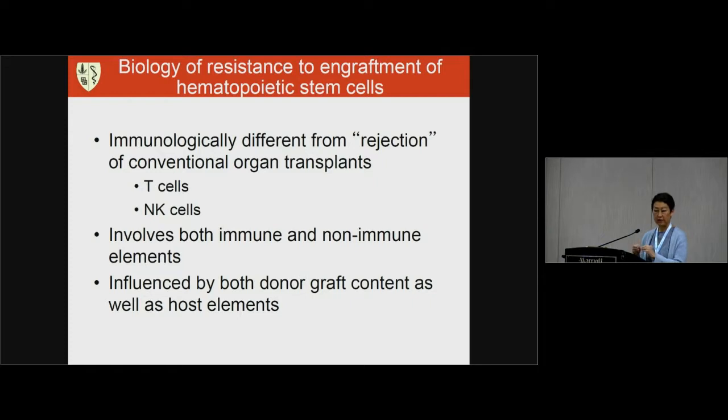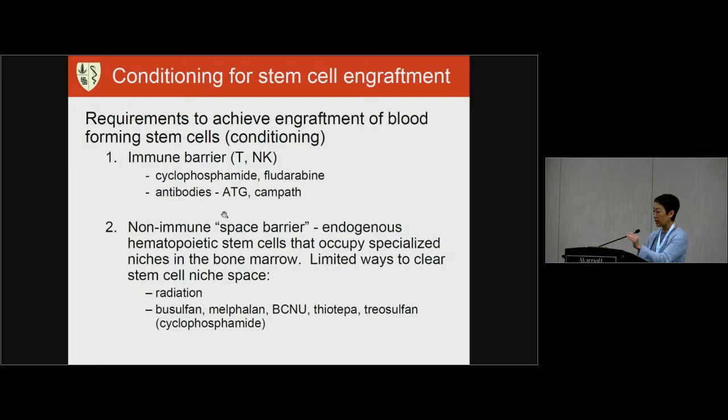The other thing is that the graft itself, a hematopoietic graft itself, can give advantage or disadvantage in terms of engraftment just based upon the cell content. So I'll talk about these a little bit more. So this is just giving you an example of what we need to do now in order to get engraftment of the hematopoietic stem cells.